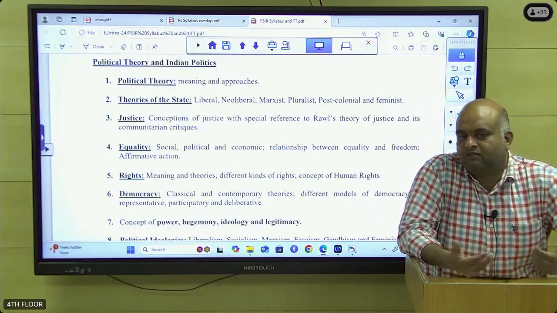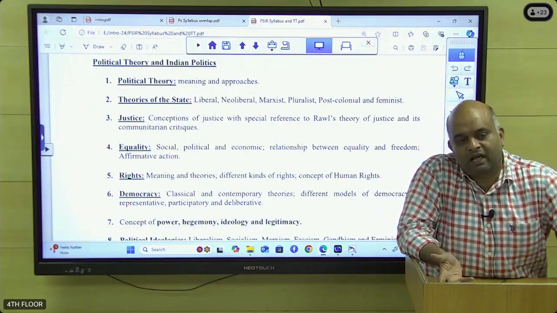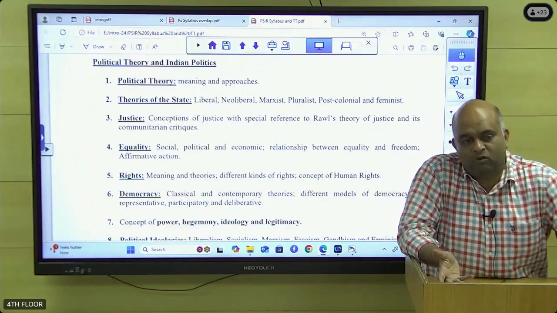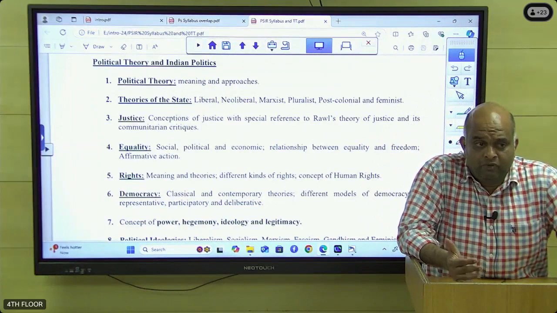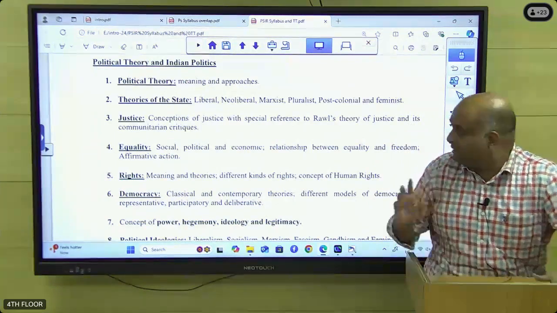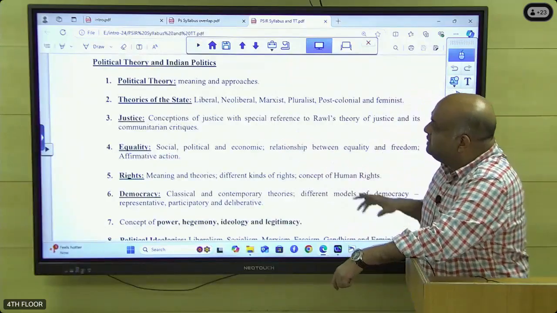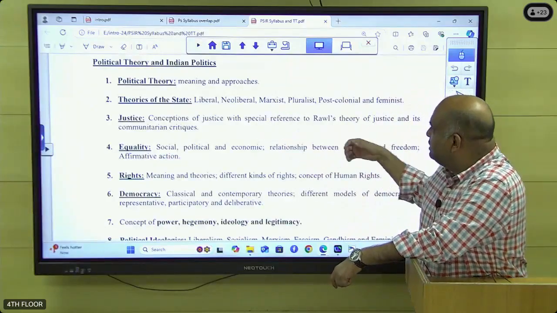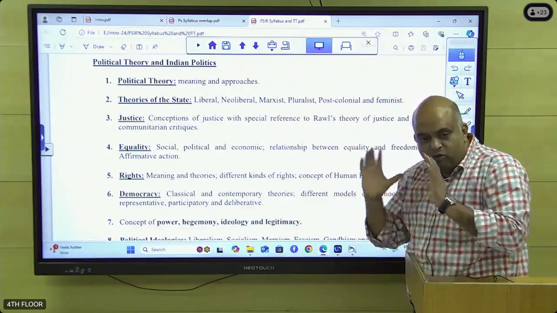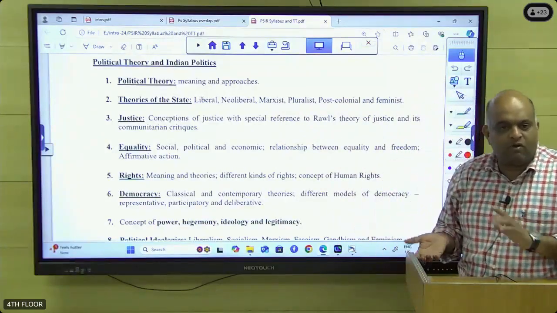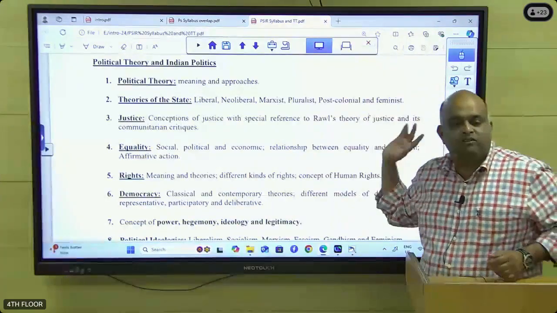For example, communists have their own idea, socialistic people have their own idea, liberals have their own idea. How these people view the state, what the state should do and provide. We will be discussing the liberal state, neoliberal state, Marxist, pluralistic, post-colonial and feminist state in chapter 2.